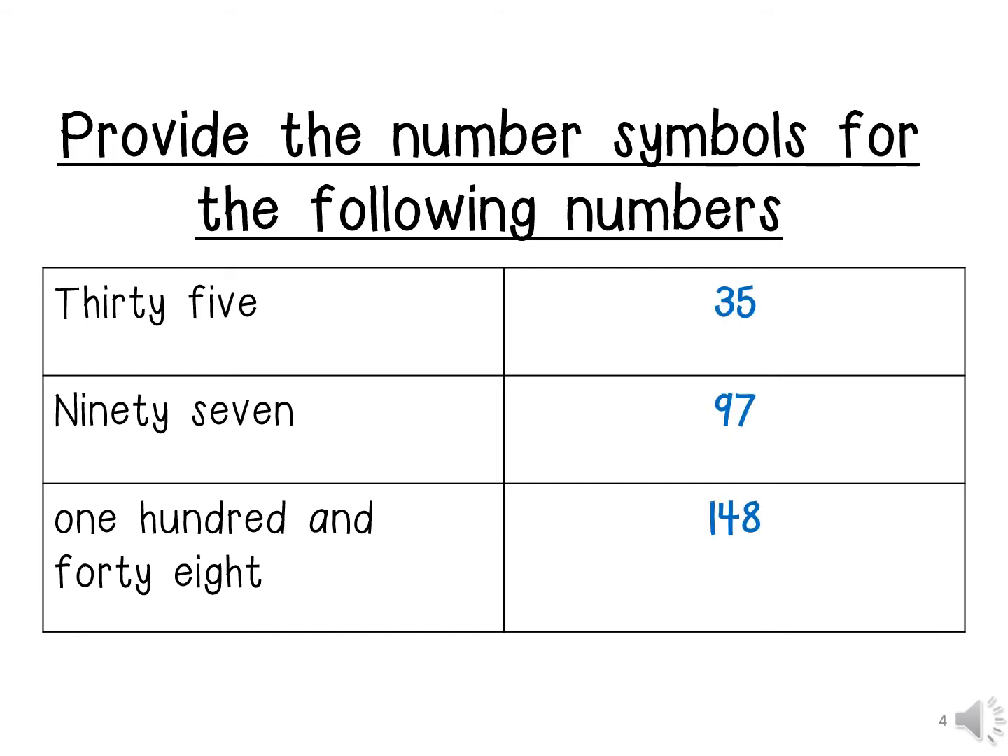So as you can see here, boys and girls, I have written the number 35, which is 3 and 5. I have written the number 97, which is 9 and 7. I have written the number 148, which is 1, 4, 8.